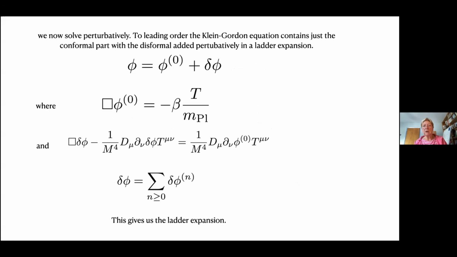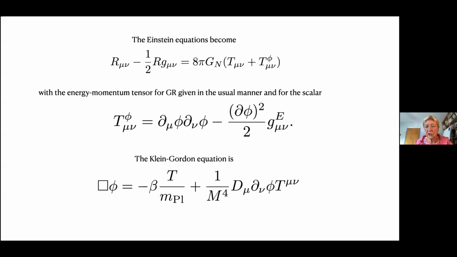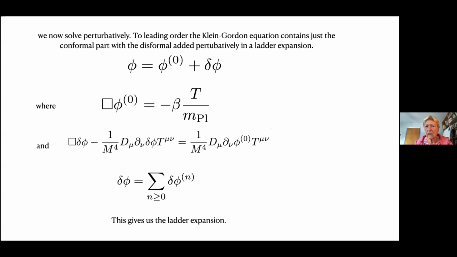We now solve perturbatively. So this equation here, this is quite simple. We could solve it. This term is a bit more difficult. So what you do, you solve with the conformal term and add the disformal perturbatively. So the first term here, box phi minus beta T over m Planck, easy. The disformal term is a bit harder. So let me expand this. The solution for that goes in there. Phi is a series expansion, phi n, order by order. And this gives us the disformal coming in as a ladder expansion.